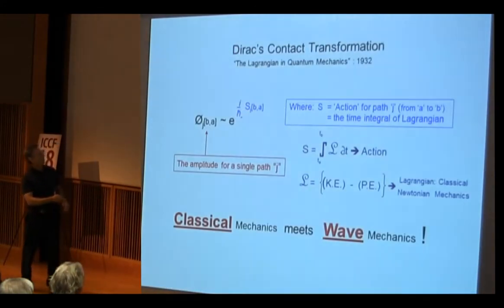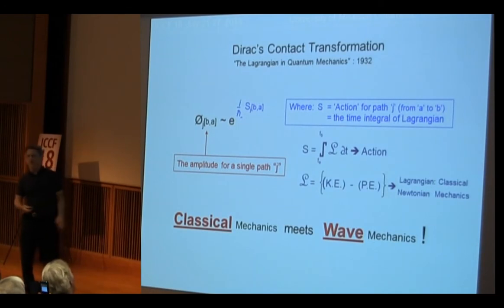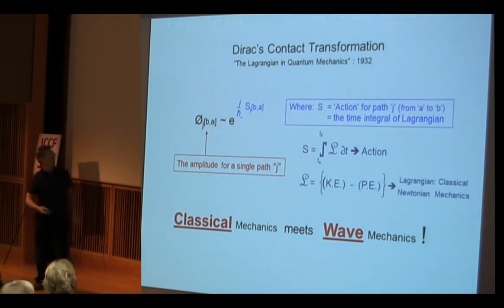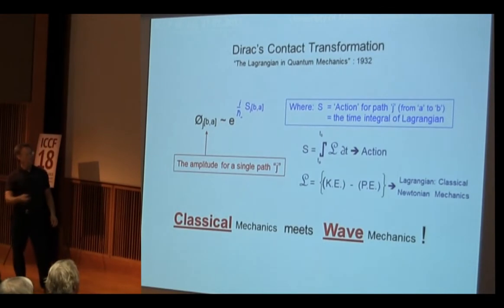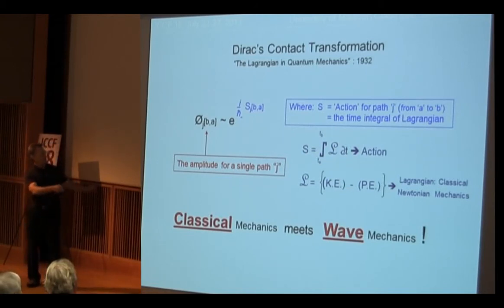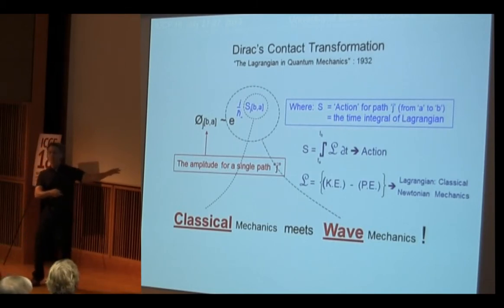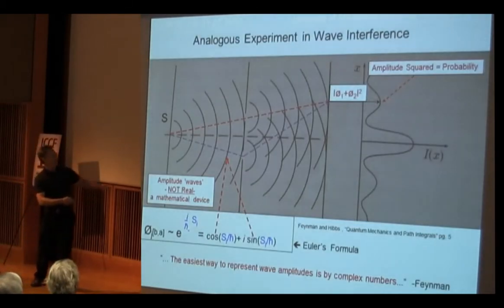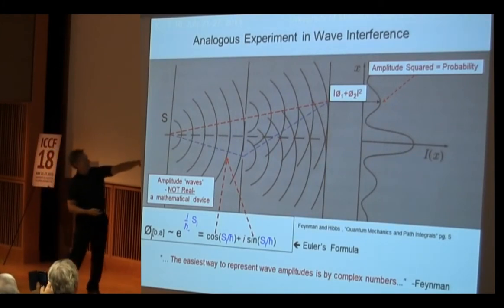It's pretty straightforward. You can use Dirac's contact transformation, which is in that same article that I mentioned before. The amplitude for each of the paths is just calculated by the action. The action is equal to the integral of the Lagrangian, and the Lagrangian is the kinetic energy minus the potential energy. Those are all classical ideas, and this is where classical mechanics meets wave mechanics. You can see better on the next slide what the wave mechanics is all about. Again, this is out of Feynman's book.